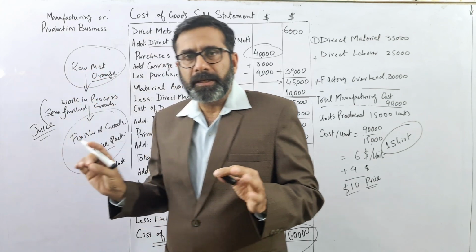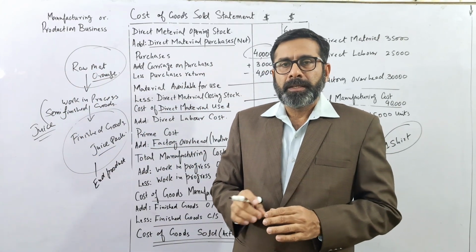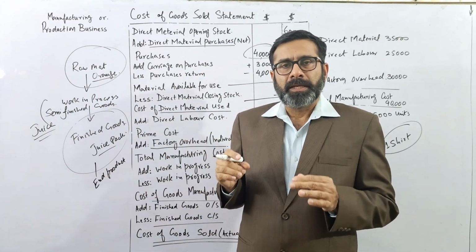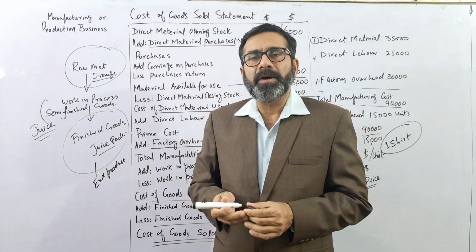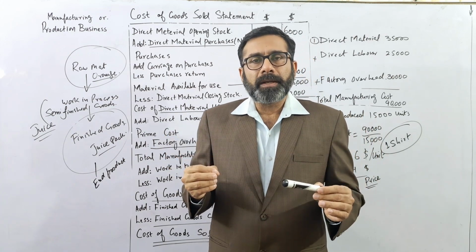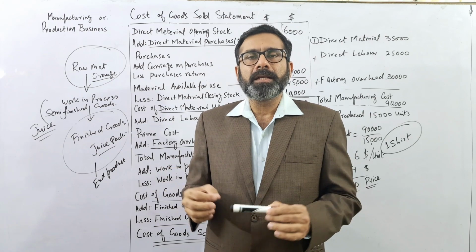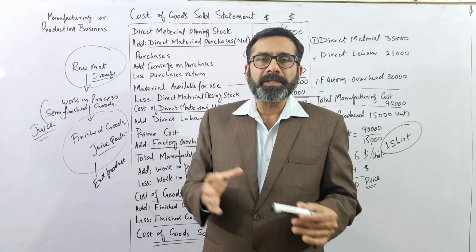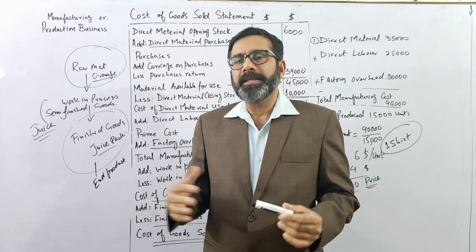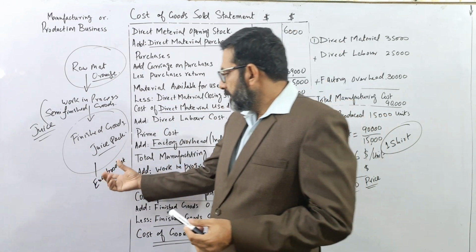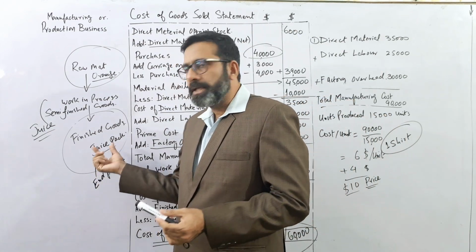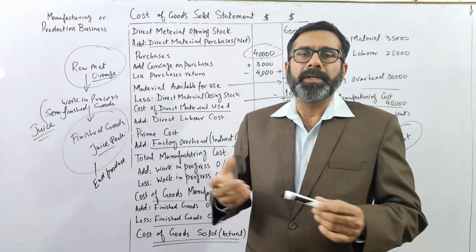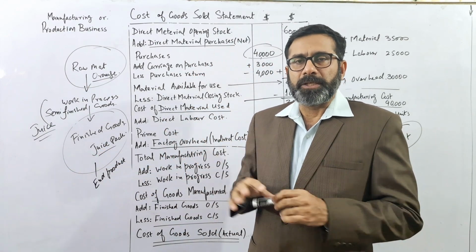So they started with the raw oranges, extracted the juice, then added some sugar, maybe water, maybe colors, maybe flavors or other chemicals to preserve it. Then they mixed it, packed it, and finished the product. So the end product is the juice pack, which may be in a bottle or in a Tetra Pack. This is the finished product.